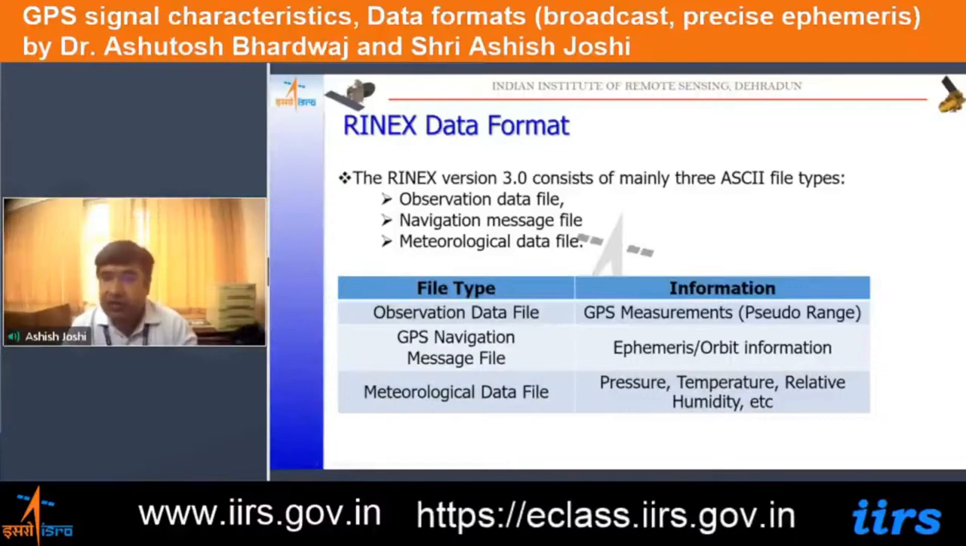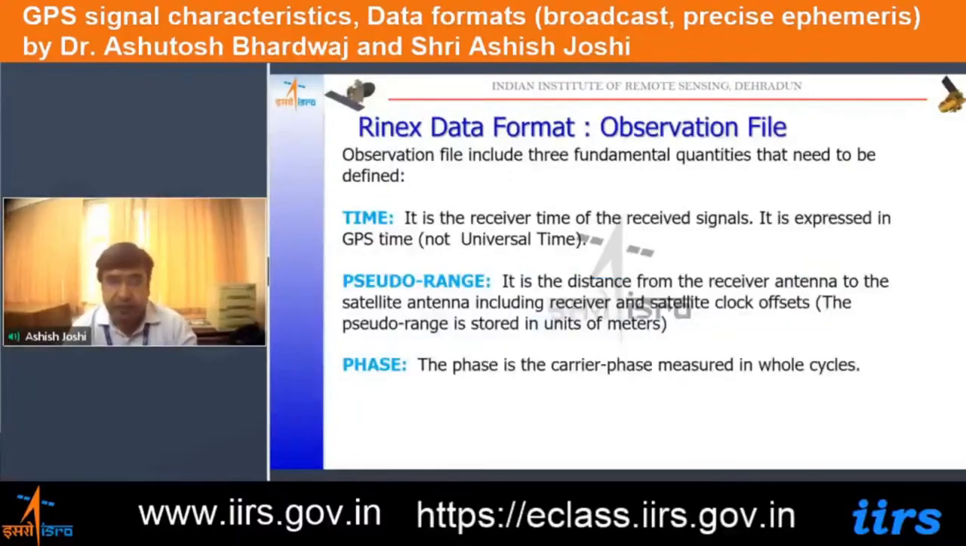In this lecture, we mainly concentrate upon the observation data file and the GPS navigation message file, because we are dealing with the position of a point. So we will deal with the two files, which are called the observation data file and the navigation message file. So first is the observation file.